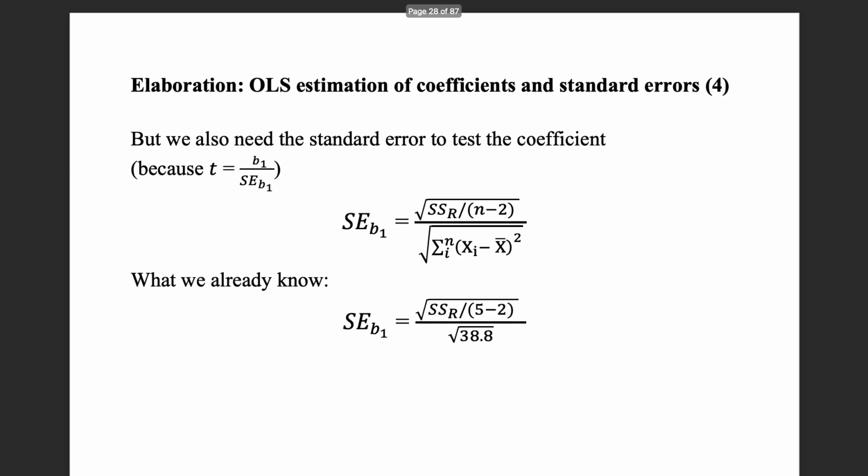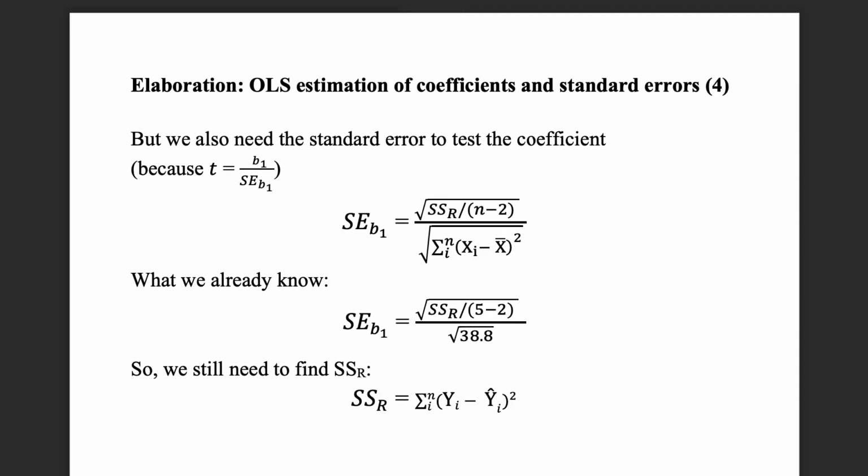Some of the elements in this formula we already know. For instance, we already know that our sample size is 5, so where we have n here, we can just put the value 5. We also already know what the sum of squared deviation scores relative to our mean value on x, on motivation, is, because we just calculated it. We needed it already to find the regression coefficient, and it turned out to be 38.8. So a lot of this formula we can already fill in, but we still need the residual sum of squares, the SSR.